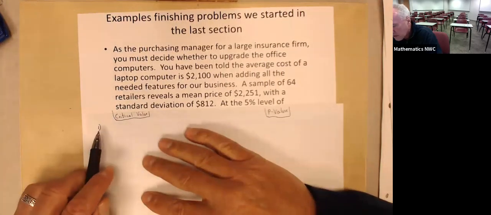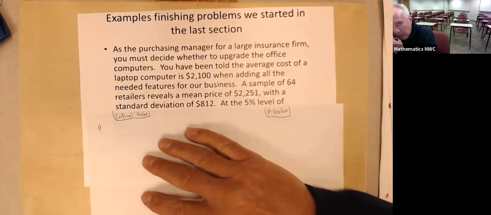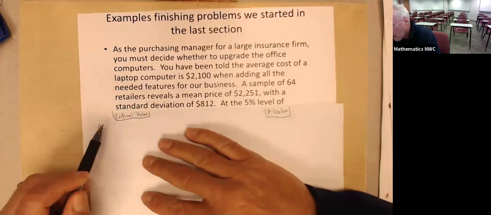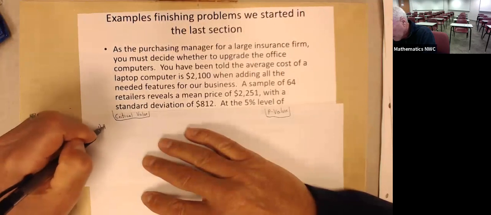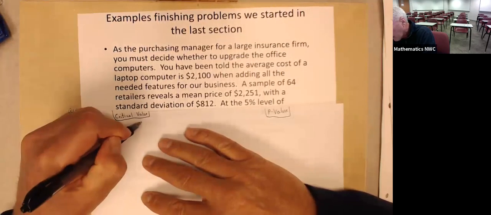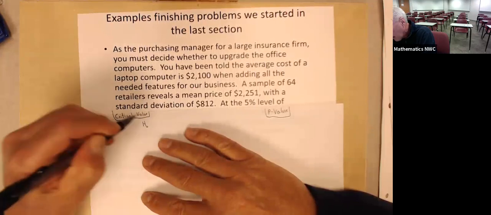So I first of all have step 1. I want to again remind you I'm numbering these steps. So step 1 is going to be the null and the alternative hypothesis.